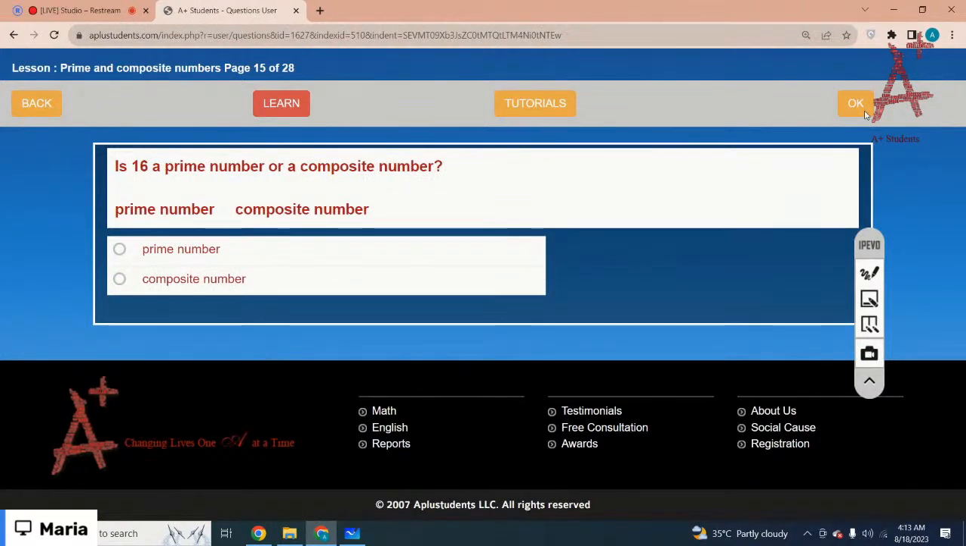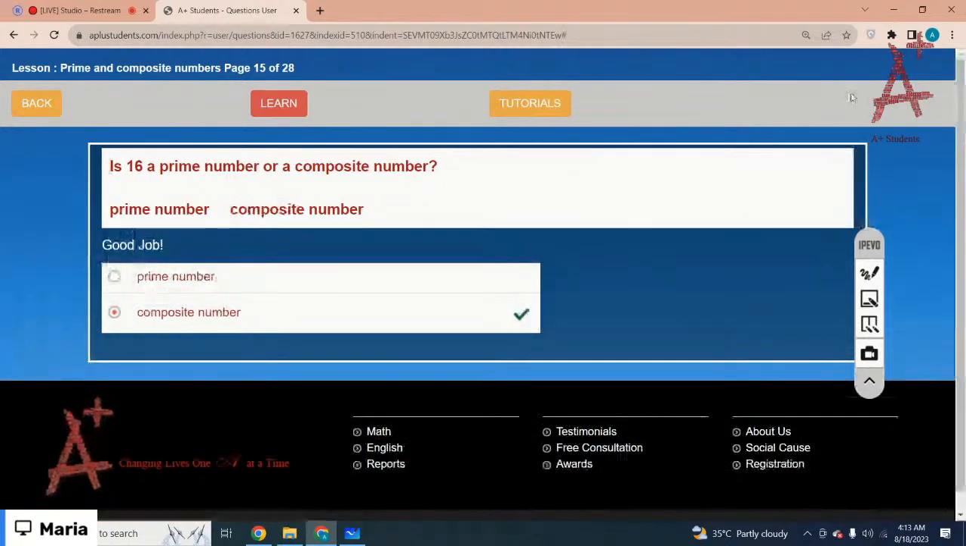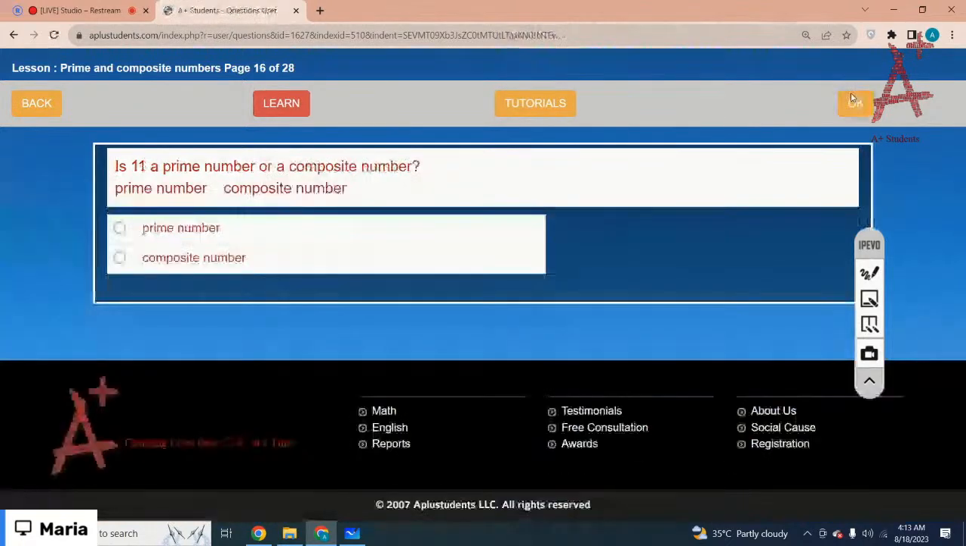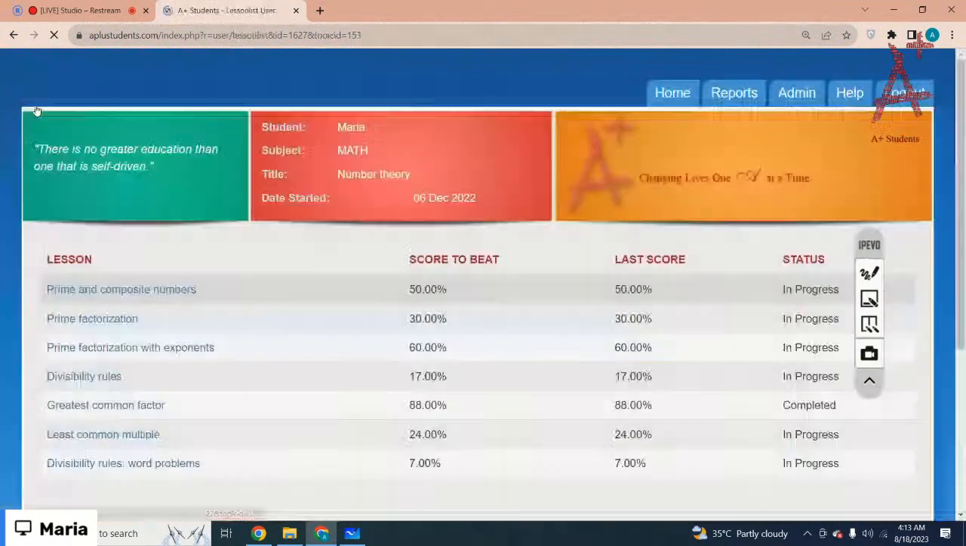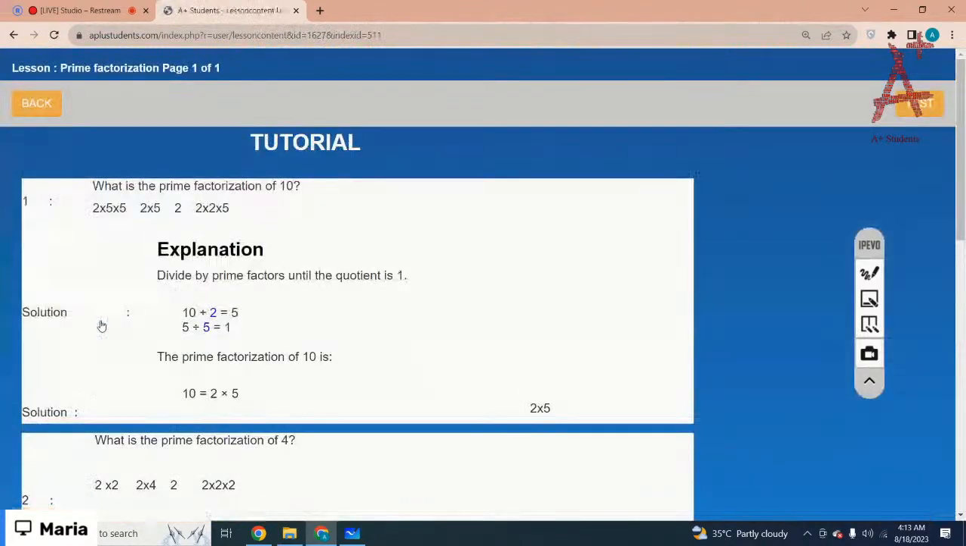Is 16 a prime or composite? 16 is a composite number. Okay, you can complete the lesson by yourself later today. Let me just start with the next lesson, and the next lesson is prime factorization. Let's just start with the prime factors.